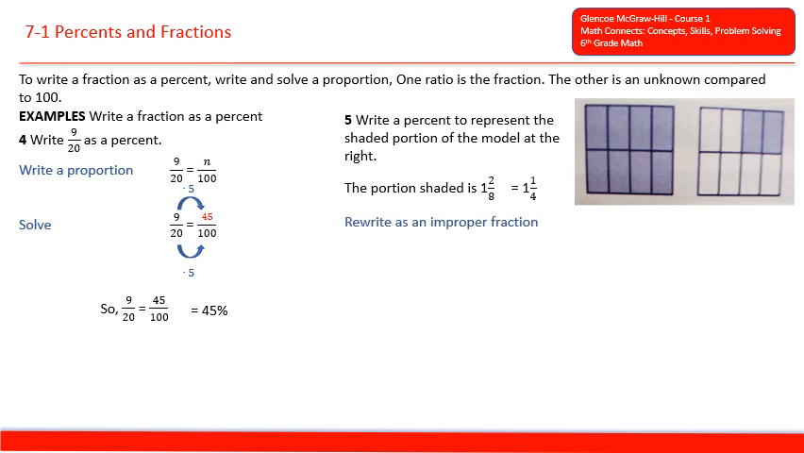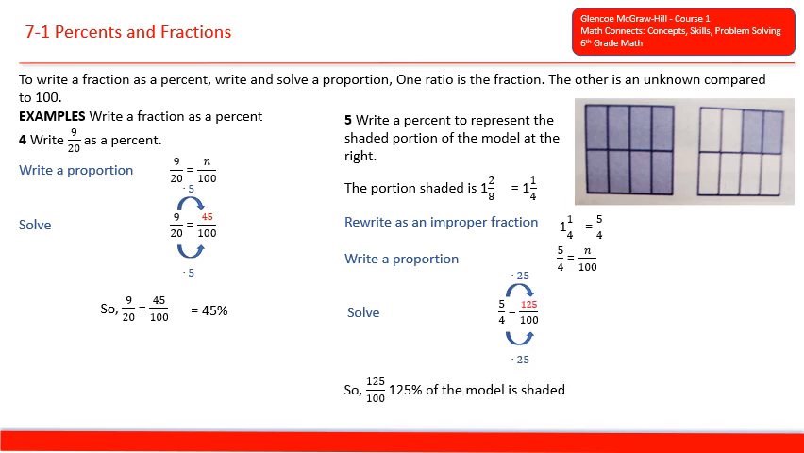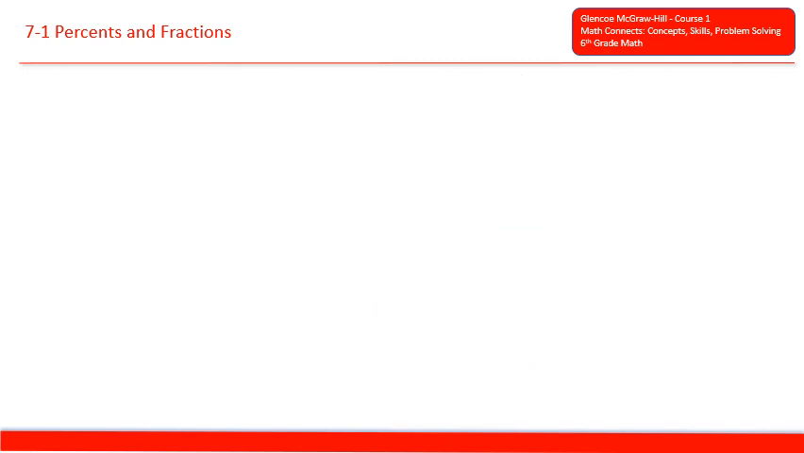So 1 and 2/8 becomes 1 and 1/4. We're going to rewrite as an improper fraction. So 1 and 1/4, if we multiply 1 times 4, we get 4, plus 1 equals 5. So we get 5/4. And then we're going to write a proportion where we get 5/4 equals n over 100. And to solve it, we need to determine how many times 4 will go into 100. We know that's 25, so 5 times 25 equals 125. So 125 over 100, 125% of the model is shaded.